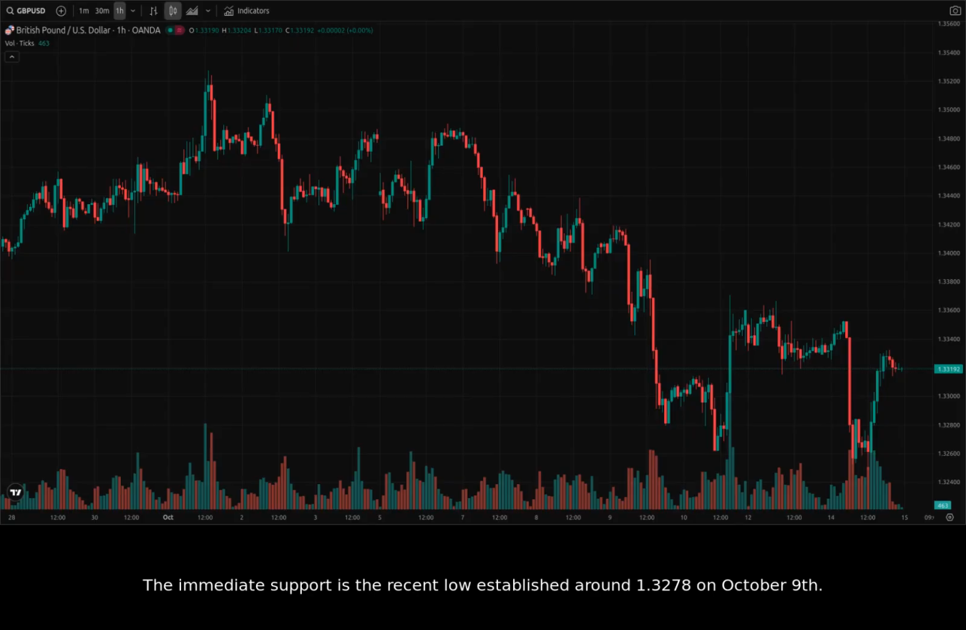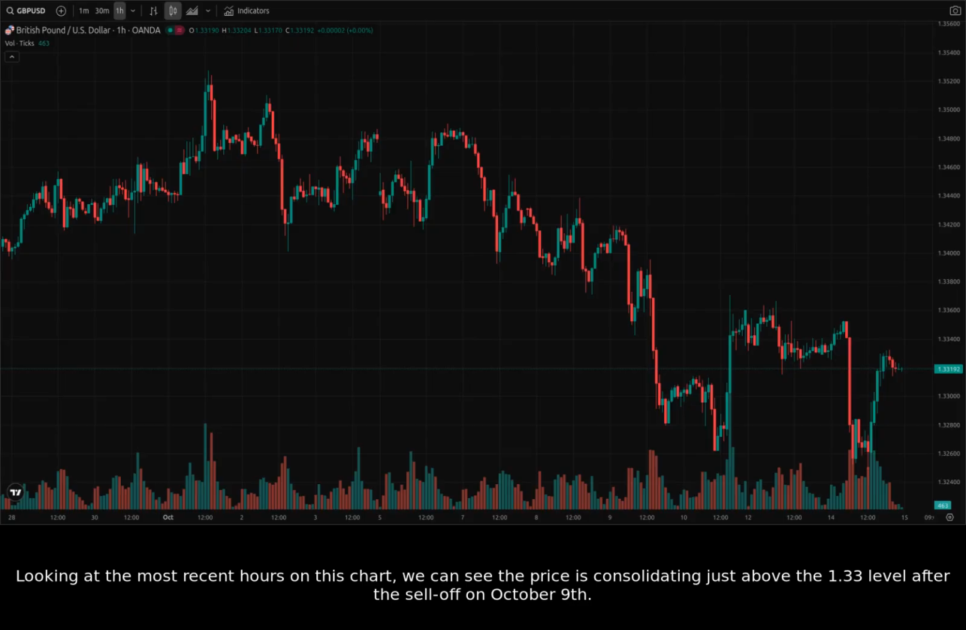The immediate support is the recent low established around 1.3278 on October 9th. A break below this level would signal a continuation of the bearish trend. Looking at the most recent hours on this chart, we can see the price is consolidating just above the 1.33 level after the sell-off on October 9th.